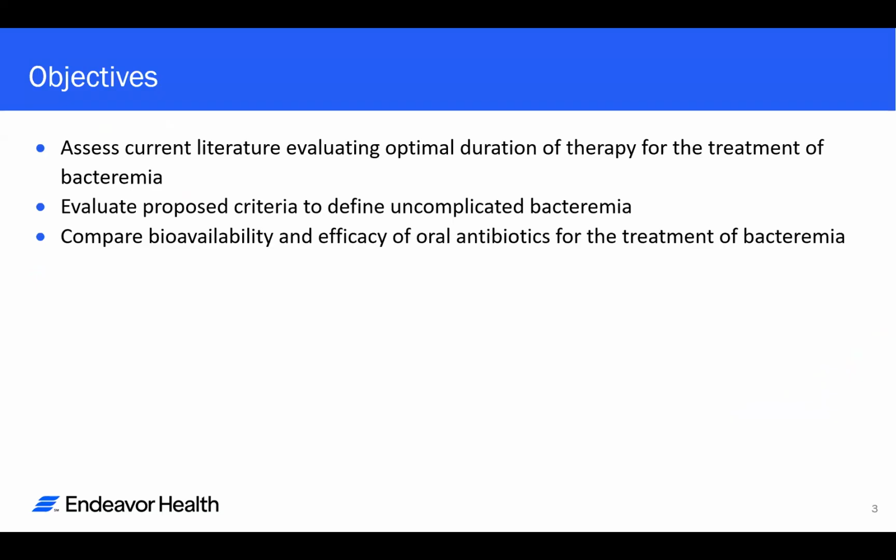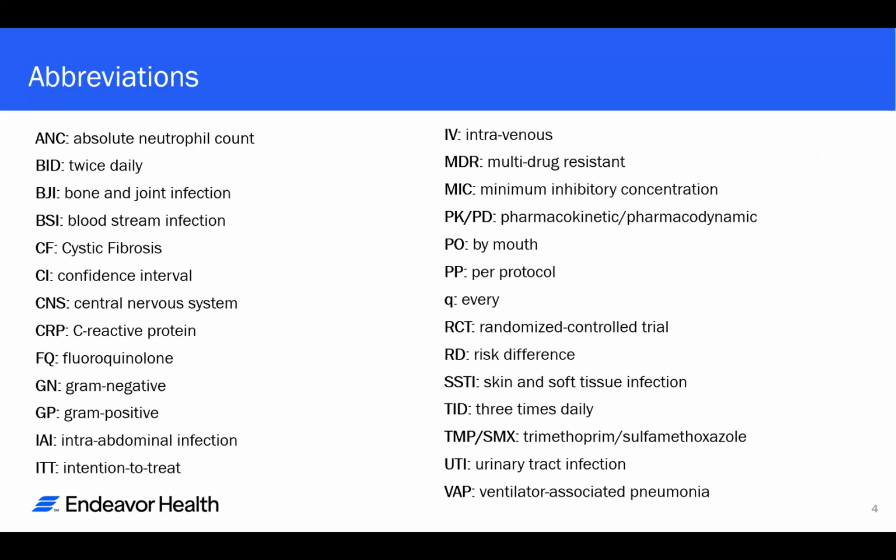So we're going to be talking about literature that assesses duration of therapy for different types of bacteremia. We'll also look at ways to develop a definition for uncomplicated bacteremia, or now the new buzzword for Staph aureus will be low-risk bacteremia. And then we'll compare some bioavailability and efficacy of oral antibiotics for the treatment of bacteremia. There's a lot of abbreviations in here, so I included a list in case you look back at this at some point, but I will talk through them as we go.